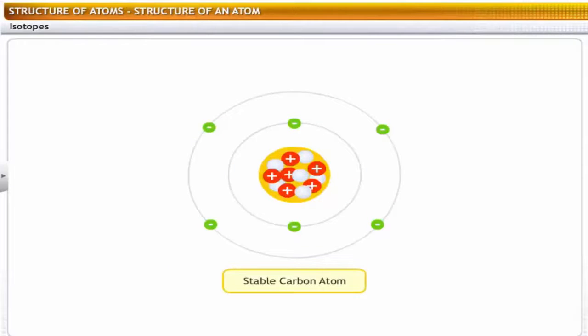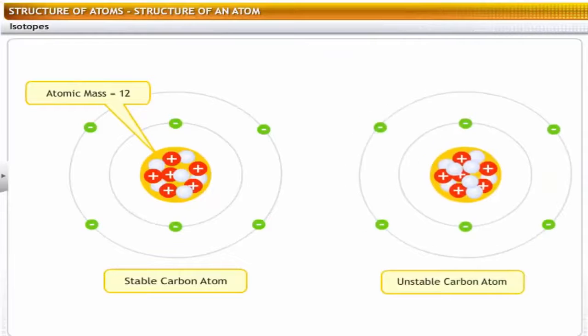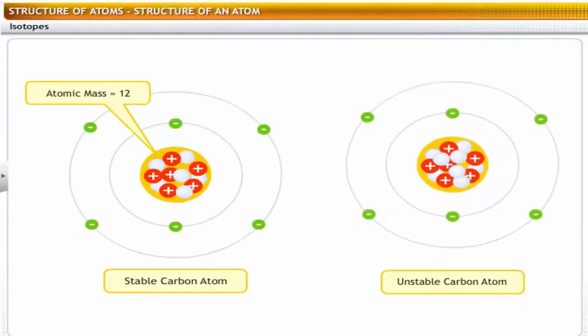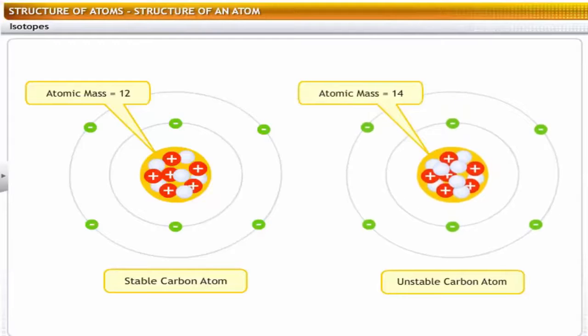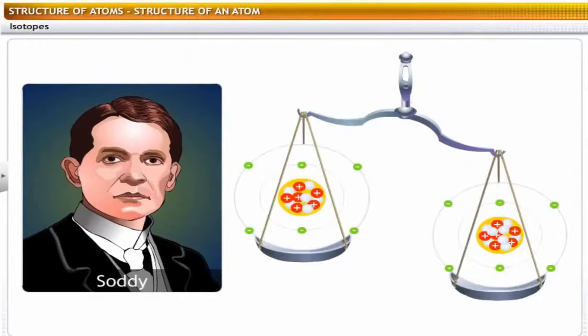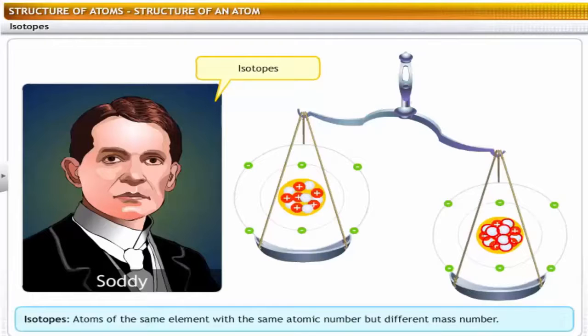Normally a carbon atom has 6 protons and 6 neutrons, but some unstable carbon atoms were found. These carbon atoms had 6 electrons, but the nucleus was similar to that of a nitrogen atom and it had a mass of 14. Soddy discovered that certain elements had a heavier mass. Their atomic number and chemical behavior were the same, but their mass was slightly higher. The higher mass is due to the presence of extra neutrons. Soddy called the elements with the same atomic number and different mass number isotopes, Greek meaning same place. Thus, isotopes are atoms of the same element with the same atomic number but a different atomic mass.